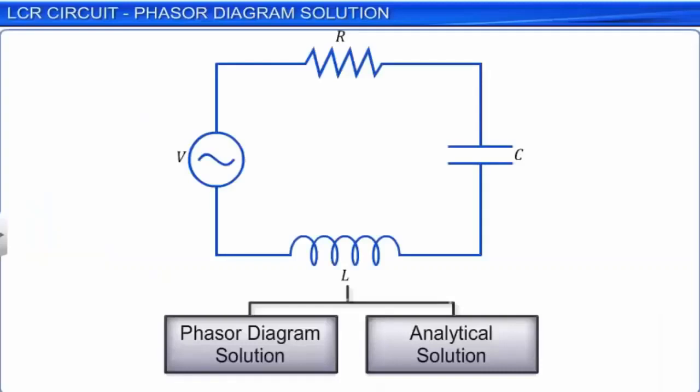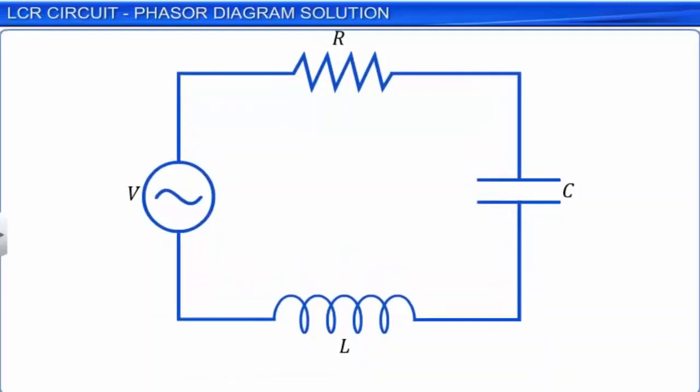The instantaneous current and the phase relation between current and voltage of an LCR circuit can be determined using two methods, namely the phasor diagram solution and the analytical solution. In this module, we shall study the phasor diagram solution.